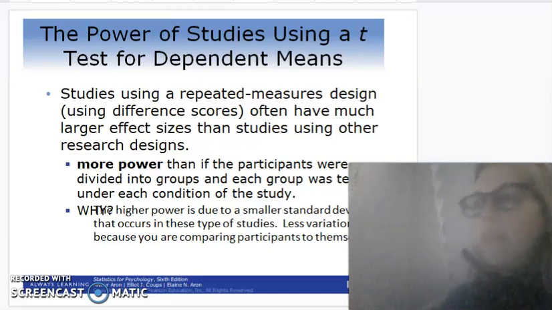When we use a dependent t, that typically gives us more power. The reason it does is because you have the same individuals. You're able to see individual differences with that change in time, and that's giving us more power. Again, you would learn more about that in research methods class, but it's just an interesting thing to note.